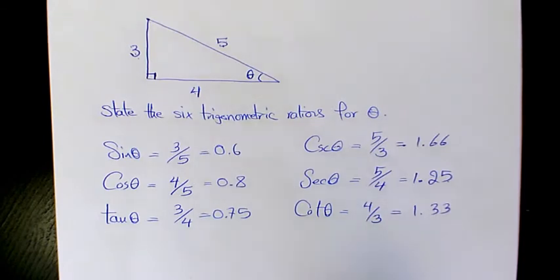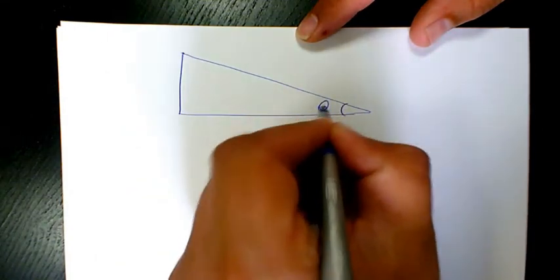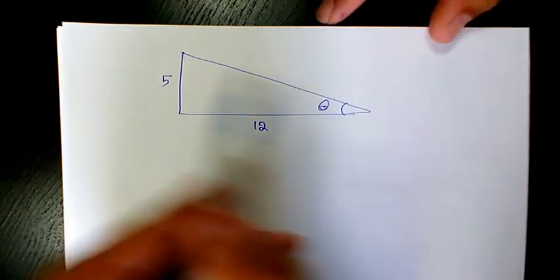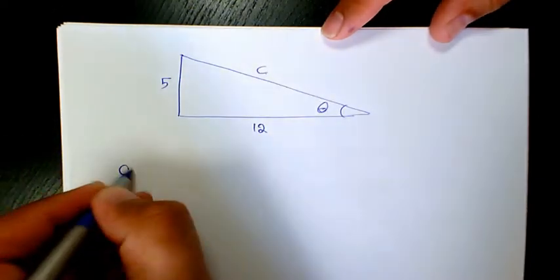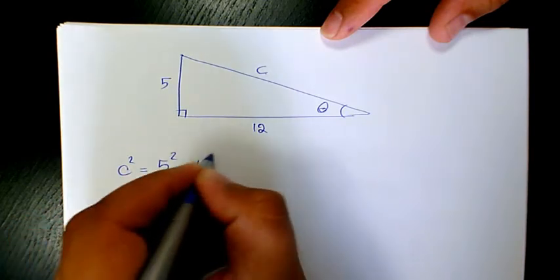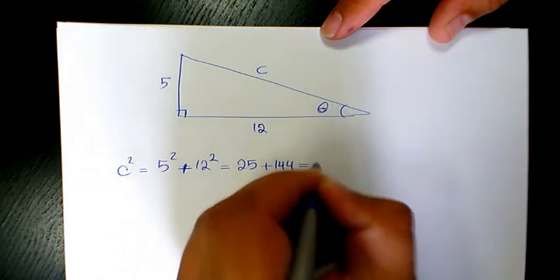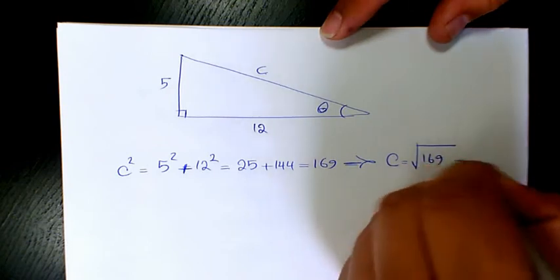Let's see another example. We have theta here, 5, 12, and if this one is not given, we can say, if this is c, we can say c squared equals 5 squared plus 12 squared, so it's going to be 25 plus 144, that's going to be 169. Therefore, c is going to be the square root of 169, which is 13.